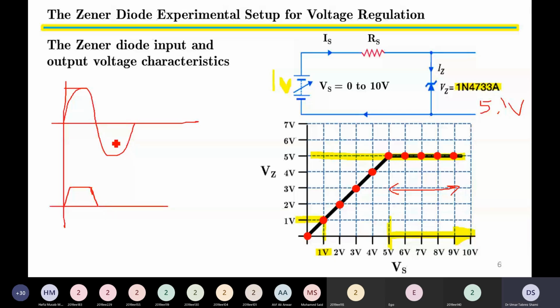Now, what will happen during the negative half? In the negative half, the Zener diode will be forward biased. Therefore, the output will be equal to 0.7 volt from pi to 2pi. So why is that? It's 0.7 volt.